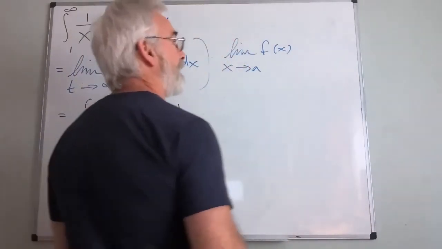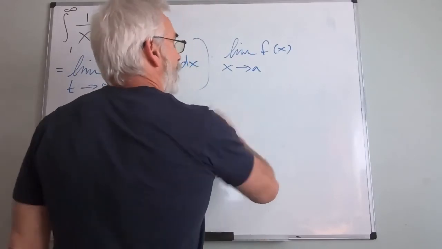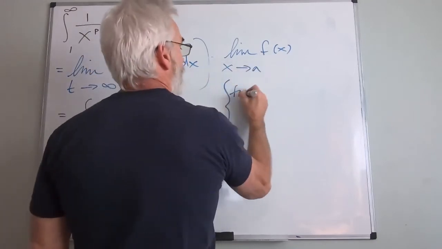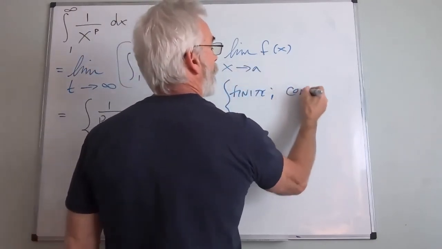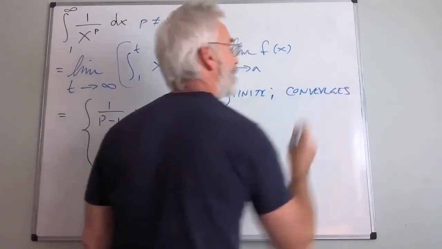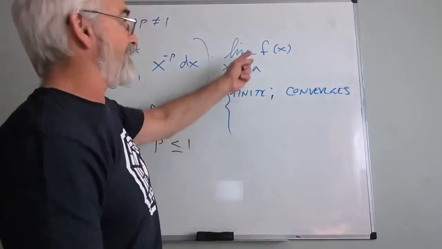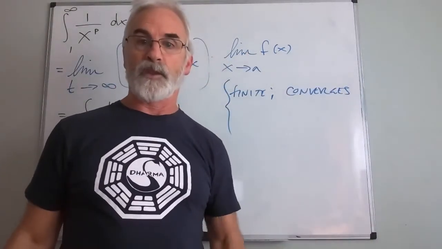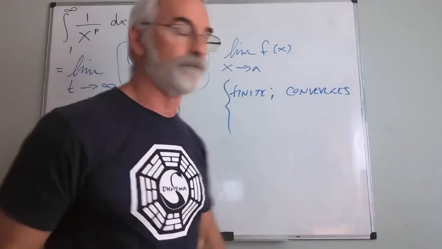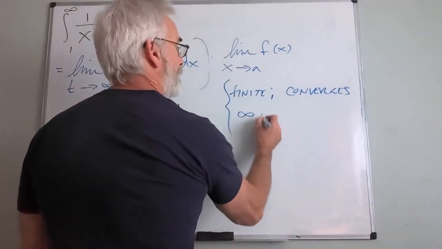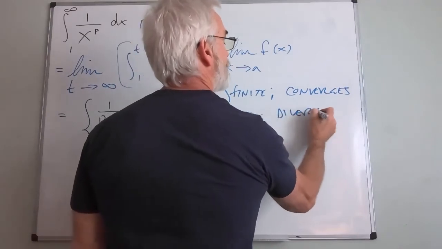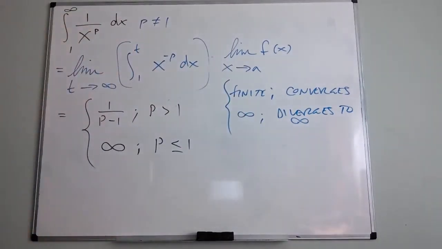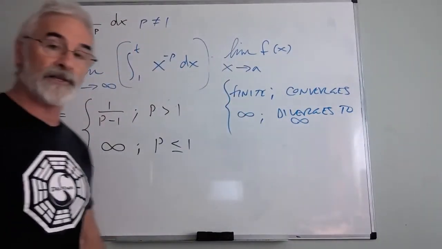So if a limit is finite, infinite, or doesn't exist, then we say it like this. This is finite. We say the limit converges to whatever that number is. So if I said this limit is 10, then we'd say our limit converges to 10. The word converges means I had a finite limit. If the limit was infinity, we say the limit diverges to infinity. Diverge is a completely different word and a completely different meaning.